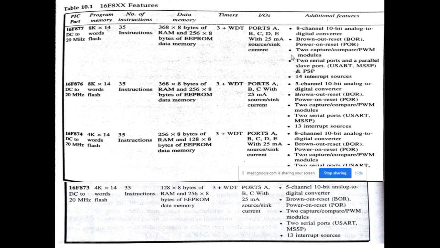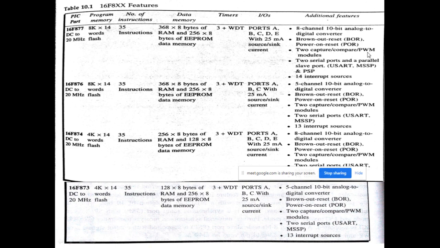Okay, one more important feature that this has is 2 compare capture PWM modules. There are 2 such identical modules. Each module is called a CCP module: C for capture, C for compare, and P for PWM. So there are 2 such identical modules, CCP1 and CCP2 for example. And these modules are provided to give some additional features and benefits while doing the interfacing.